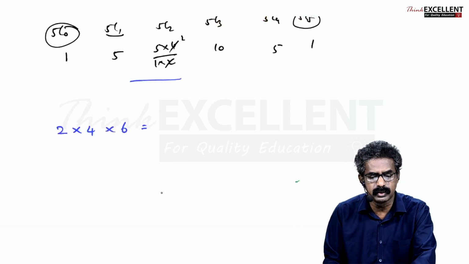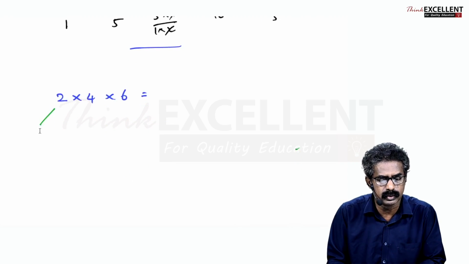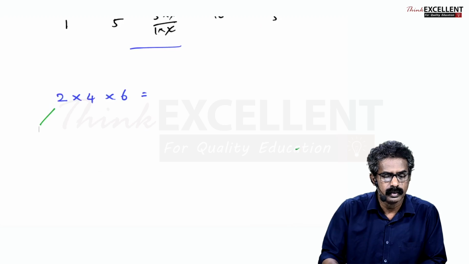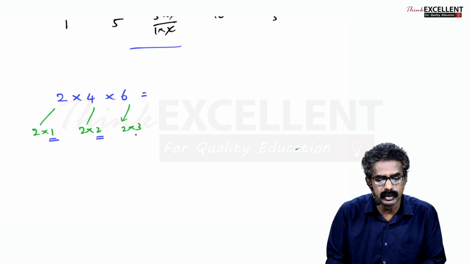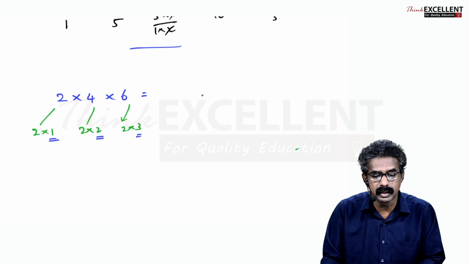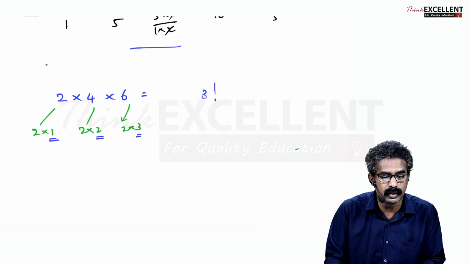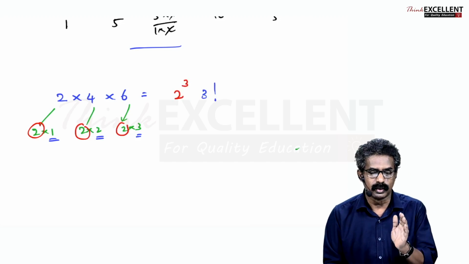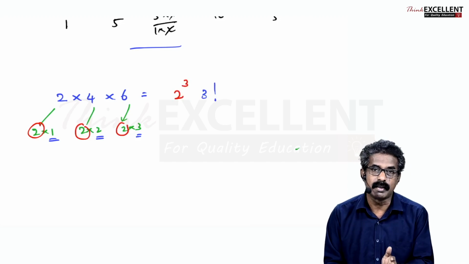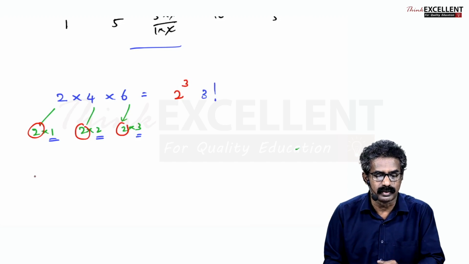2 can be written as 2 into 1, right? 4 can be written as 2 into 2. 6 can be written as 2 into 3. I said I want some factorial. So 1 into 2 into 3. 1 into 2 into 3 is what? 3 factorial. Now what is left out? 2 into 2 into 2 can be written as 2 cube. So 2 into 4 into 6 can be written as 2 cube into 3 factorial.